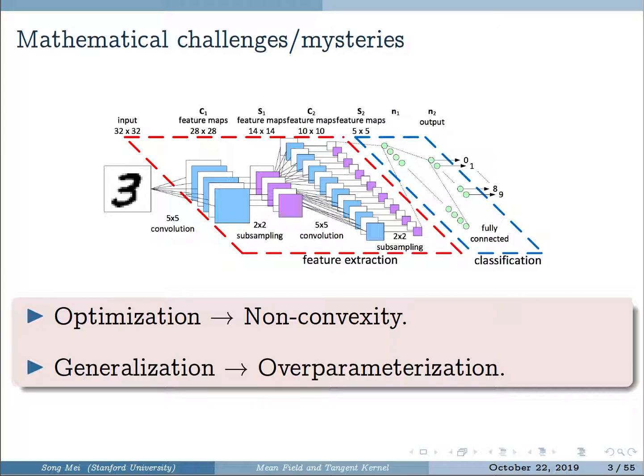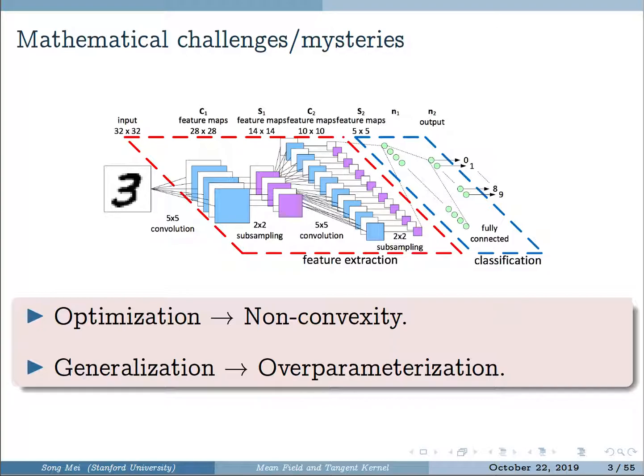And the second challenge is about its generalization. Usually the number of parameters in a deep neural network is more than the number of data in the training process. So statistical theory will suggest that when you have more parameters than data, you will overfit the data, and the generalization error will be huge. But in practice, neural networks can fully fit the data and also generalize well.